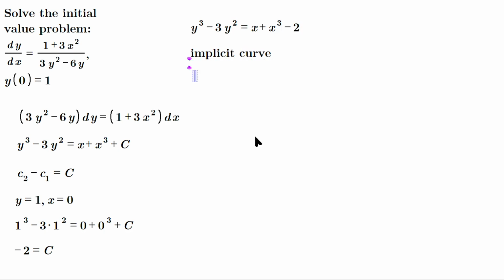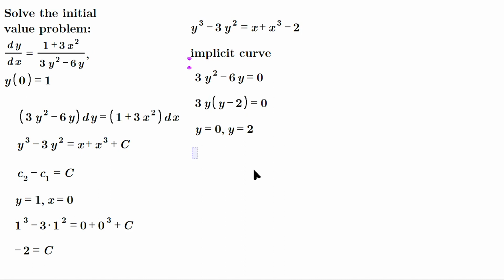And also let's see where this is defined. So what I mean is, look what happens when you have 3y squared minus 6y. When that is equal to 0, that leads to division by 0 in the definition of dy/dx. So factor 3y out. You're going to have y minus 2 equals 0. That means either y is 0 or y is positive 2.